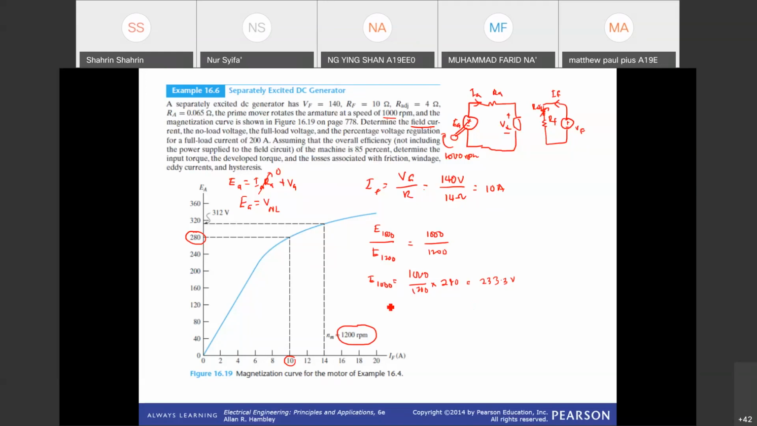So using this equation, because when there is no load, IA is 0, definitely your voltage no load is equal to your source, which is EA, 233.3 volt. So this answers the second question.